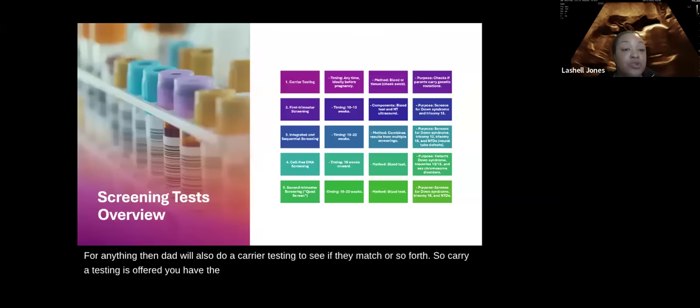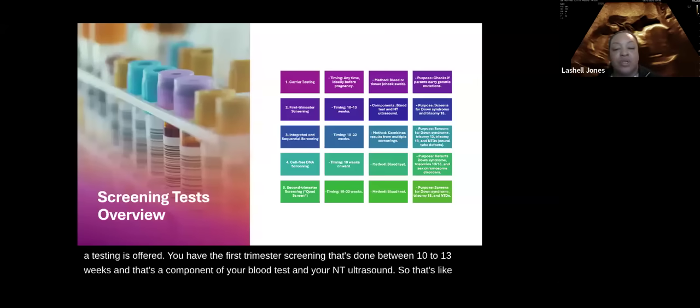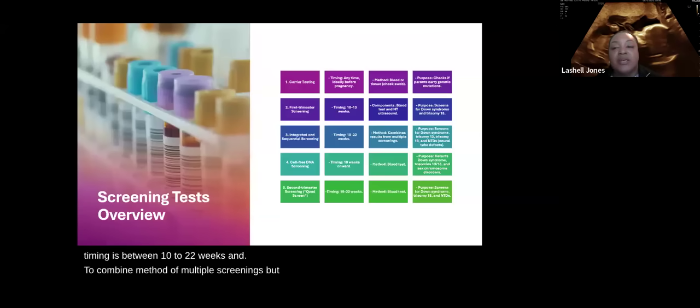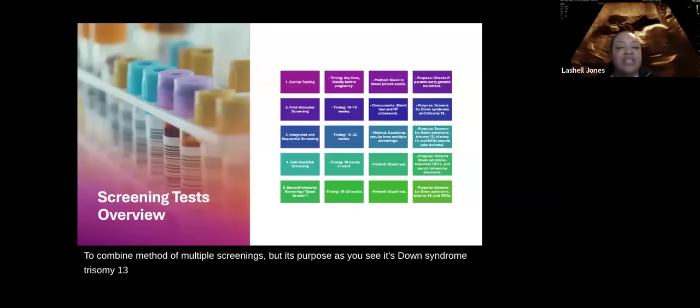You have the first trimester screening. That's done between 10 to 13 weeks, and it's a component of your blood test and your NT ultrasound. So that's your first trimester screening with the nuchal translucency. Now, the integrated and sequential screening timing is between 10 to 22 weeks, and that's a combined method of multiple screenings. Its purpose, as you see, is Down syndrome, trisomy 13 and 18. And the integrated and sequential screening is also for neural tube defects.